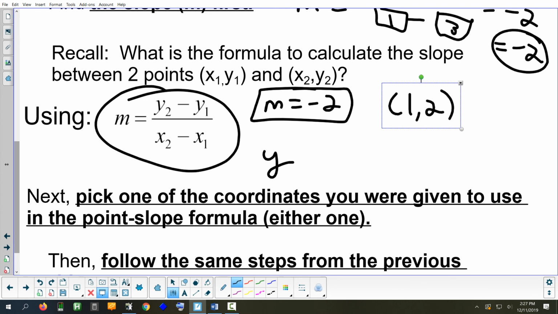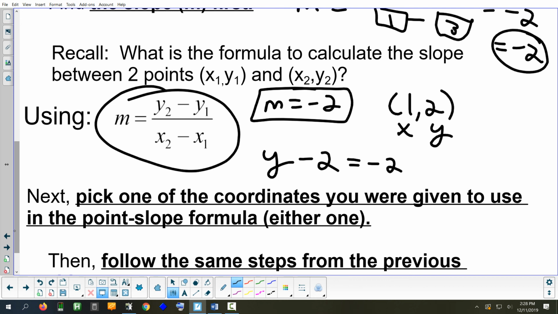What comes after the Y? Minus. What comes after the minus? Y1. Is Y1 the number before the comma or after the comma? Right. Number after. Y minus the number after the comma. What comes next? Equals. What comes after the equals? The slope. What's the slope? Negative 2.